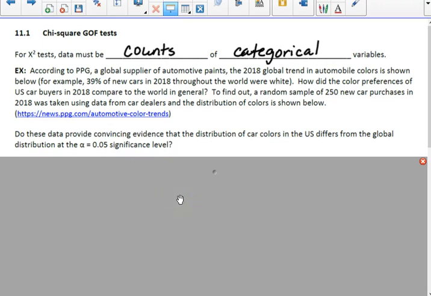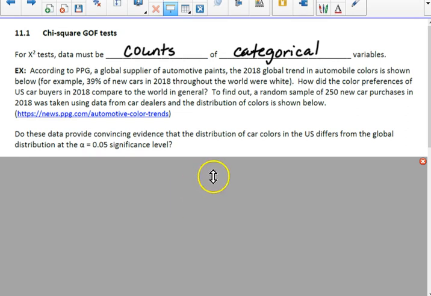In Chapter 11, we're going to look at chi-square tests. Chi-square tests allow us to compare multiple categories of categorical variables. With two proportion tests, we can compare two categories. But with chi-square tests, we can compare multiple categories. So data is given in terms of counts of categorical variables, usually in a table form.